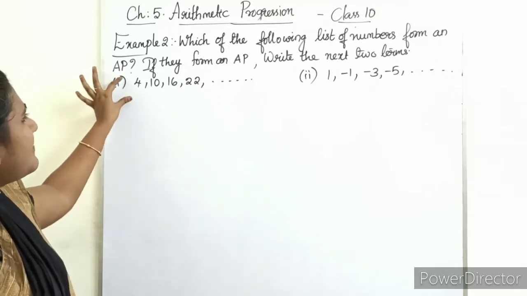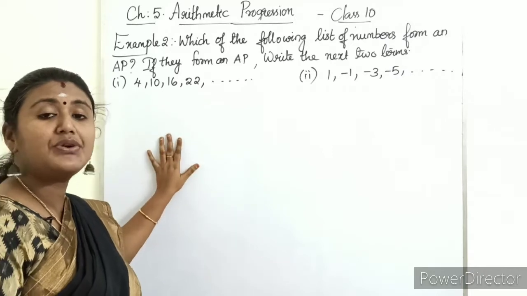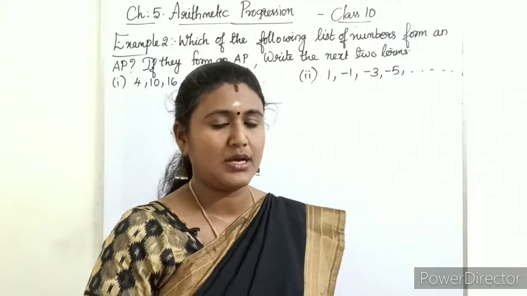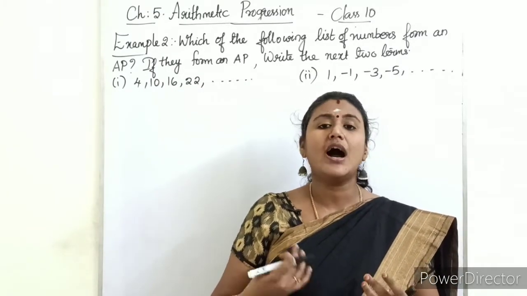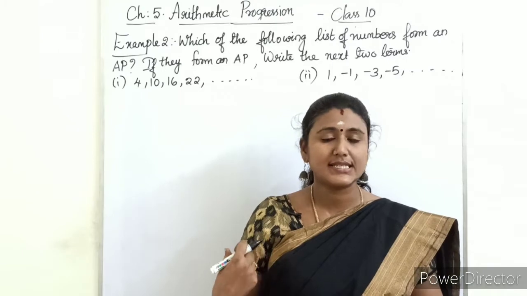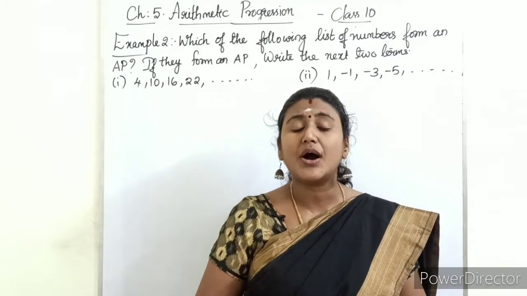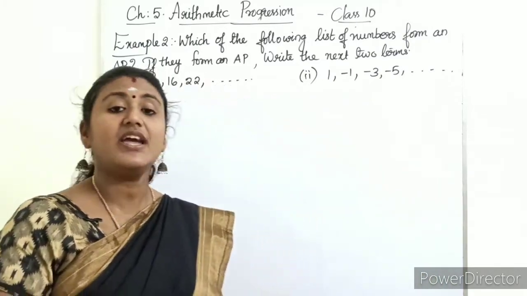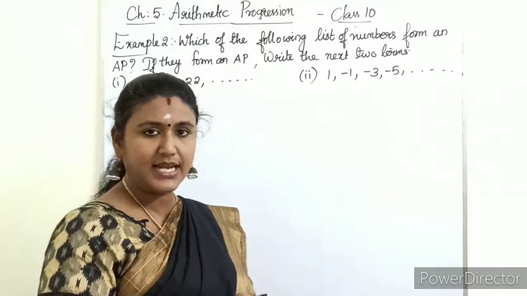Okay, so we have a list of numbers here. You have to first find out whether it is an AP or not. So how will you find out? If a list of numbers is given, how will you find out whether the list is an AP or not? You have to find out the difference between the consecutive terms. If the difference is same, we can say that the given list is an AP.